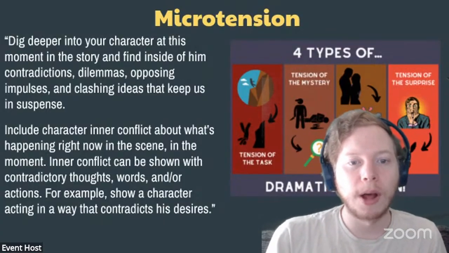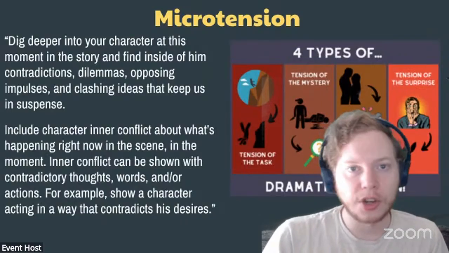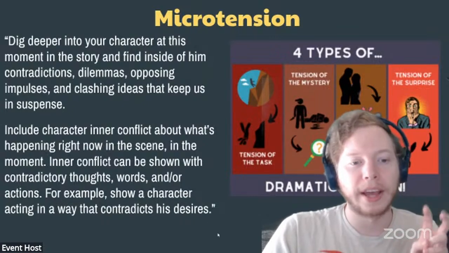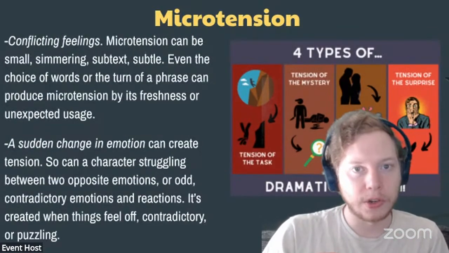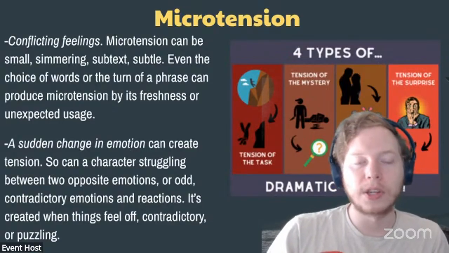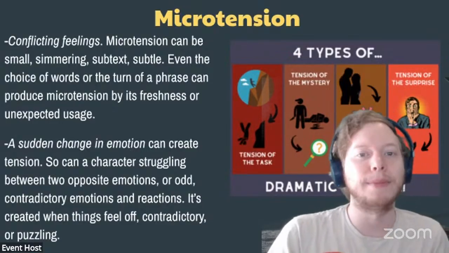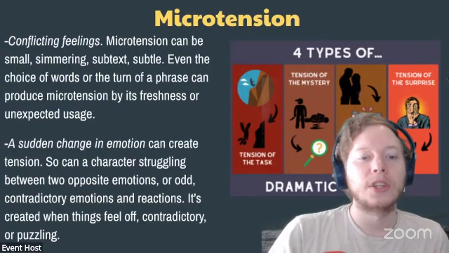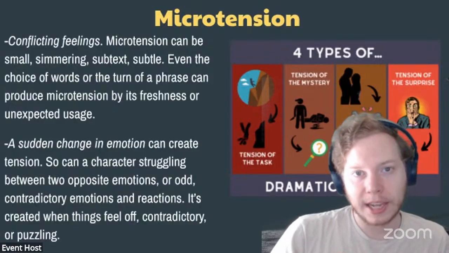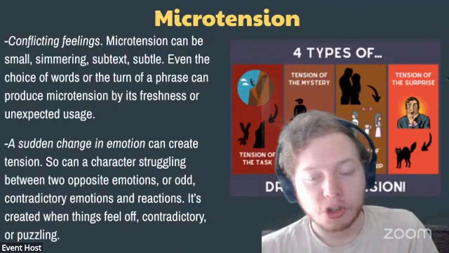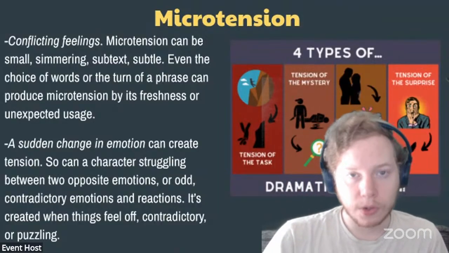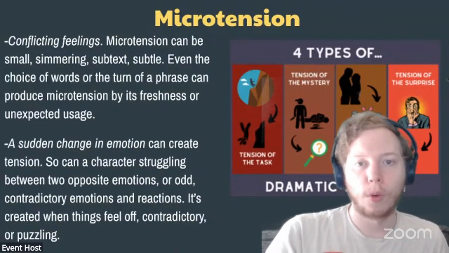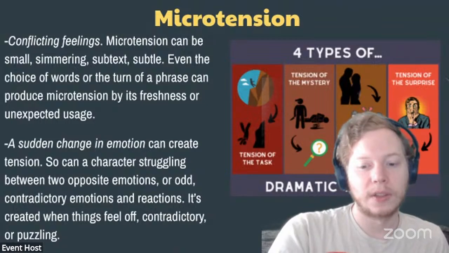But on the even smaller level, you can find these sort of contradictory feelings within your character, right? You can imply that there is something wrong or something kind of off in the scene based on the way the character's acting or the emotions that they're feeling that don't seem to be germane to the situation. Maybe it doesn't seem like it all adds up. It can start as small and simmering subtext. Even the choice of words or the turn of phrase can create this kind of tension. Changes in emotion are also a great place to look for that. So characters struggling with opposite emotions or things that would seem to contradict each other. When things sort of feel off or puzzling in a story, that is creating this specific type of tension.